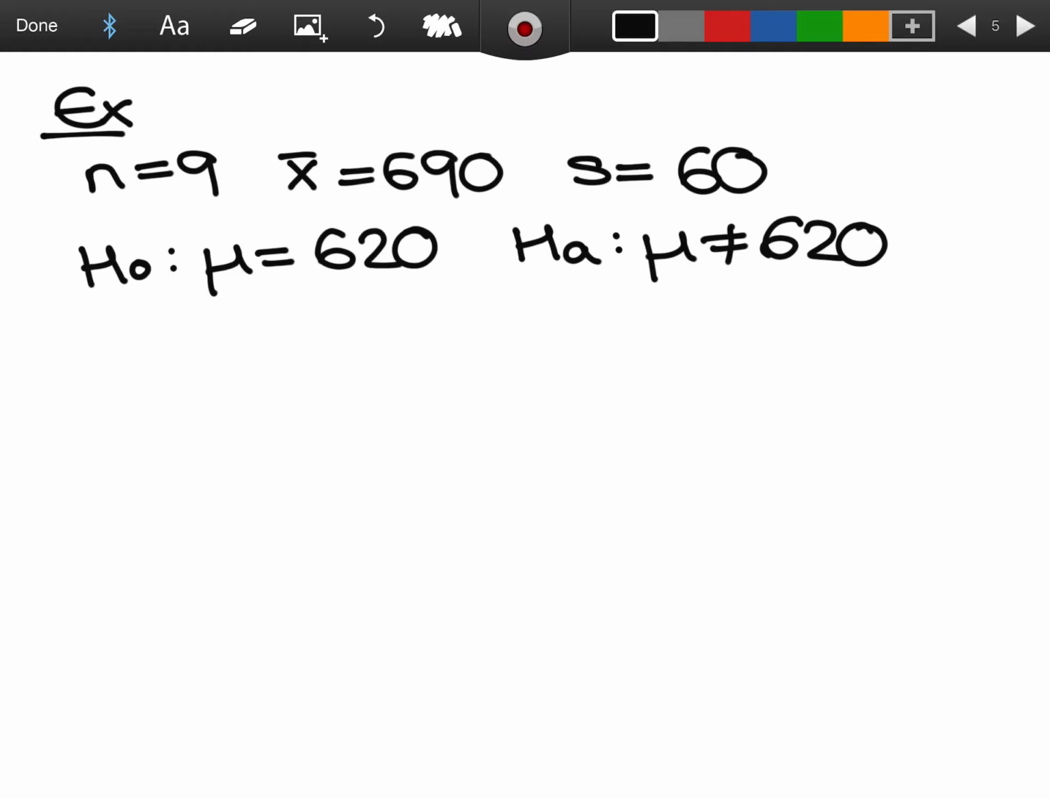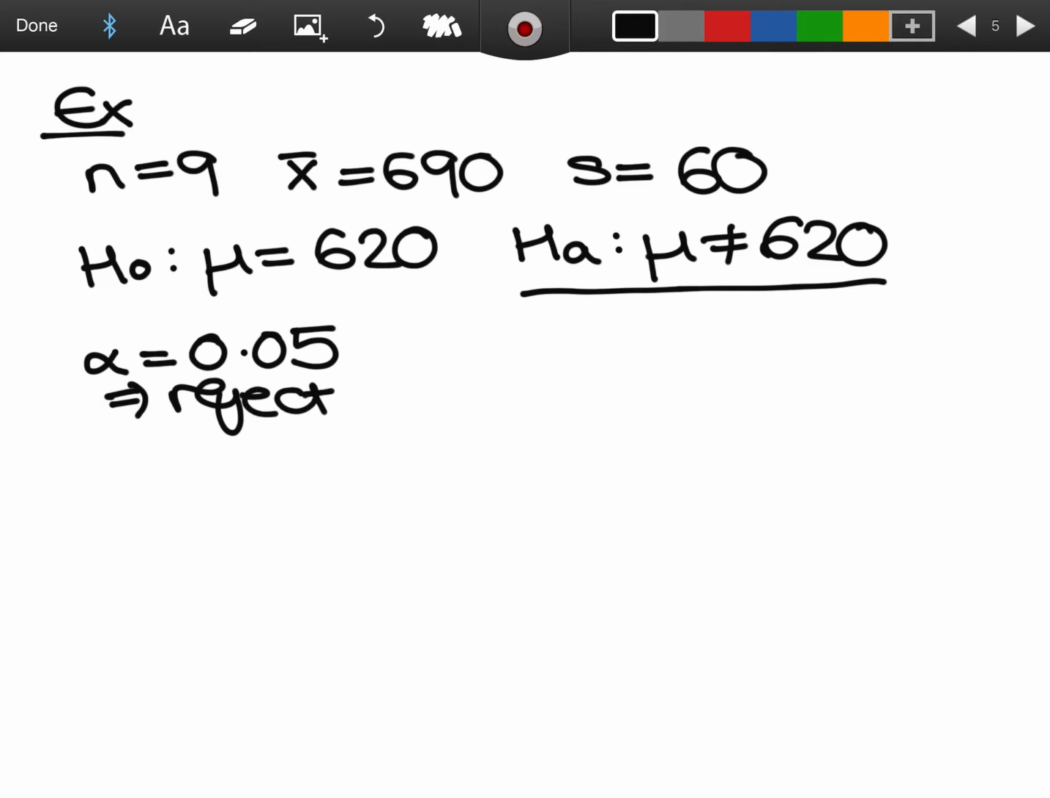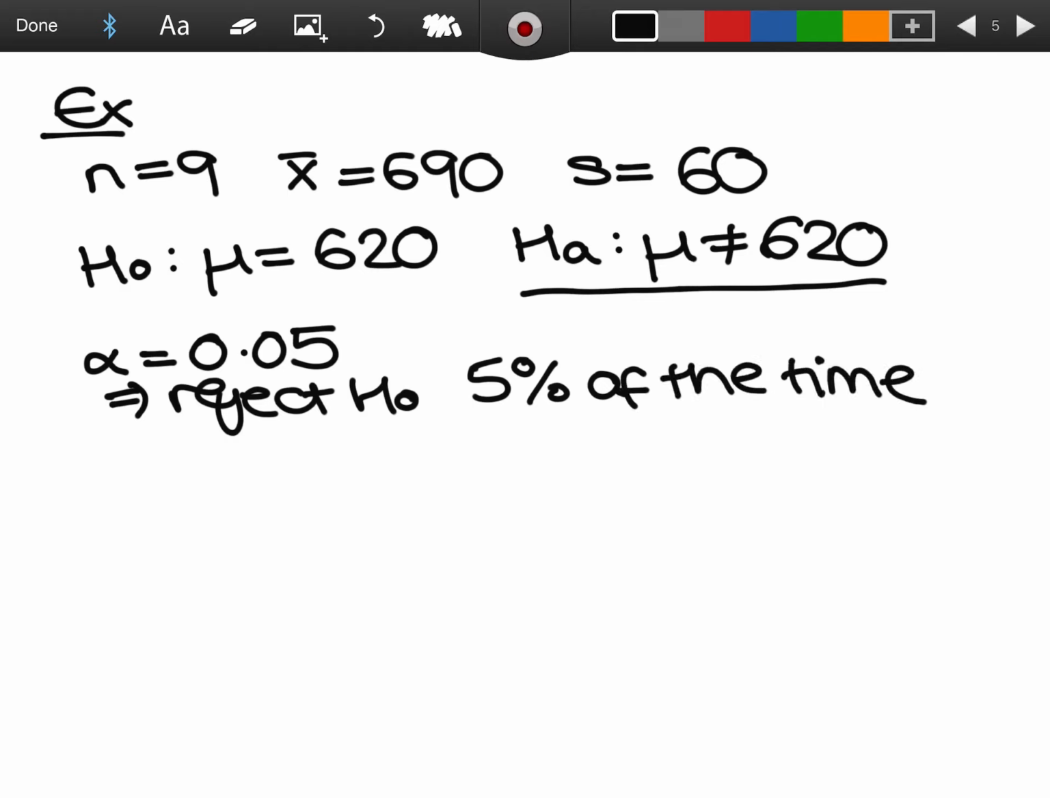Okay? We don't know whether it's going to be greater than or less than. Okay, whenever you deal with confidence intervals in this situation, you're dealing with a two-tailed hypothesis. So whenever they give you one of these hypothesis tests to do and they say to use a confidence interval to do it, your alternative hypothesis is always going to be two-sided. Okay, so this is what we have so far. And the other thing that they have given you is the significance level of 0.05. That means that we want to reject the null hypothesis 5% of the time.